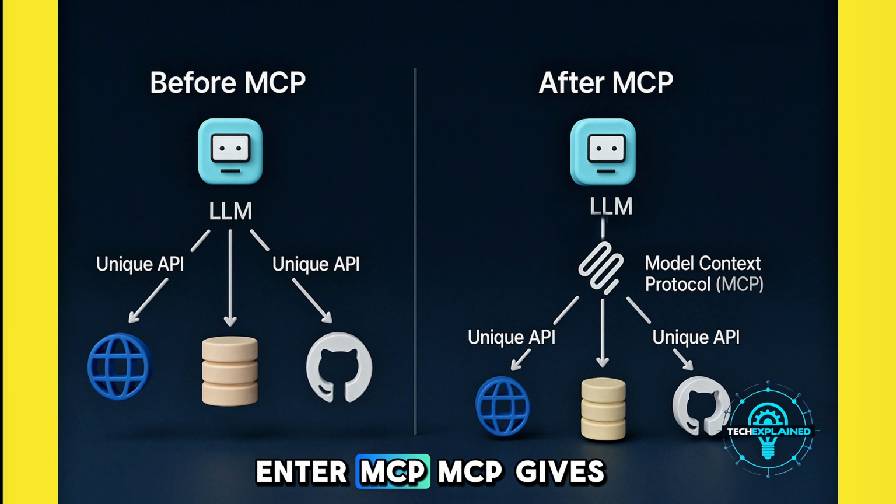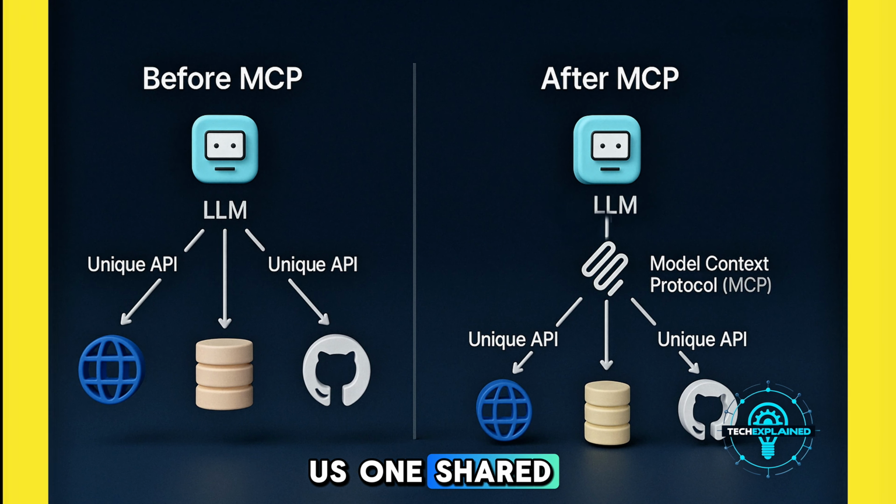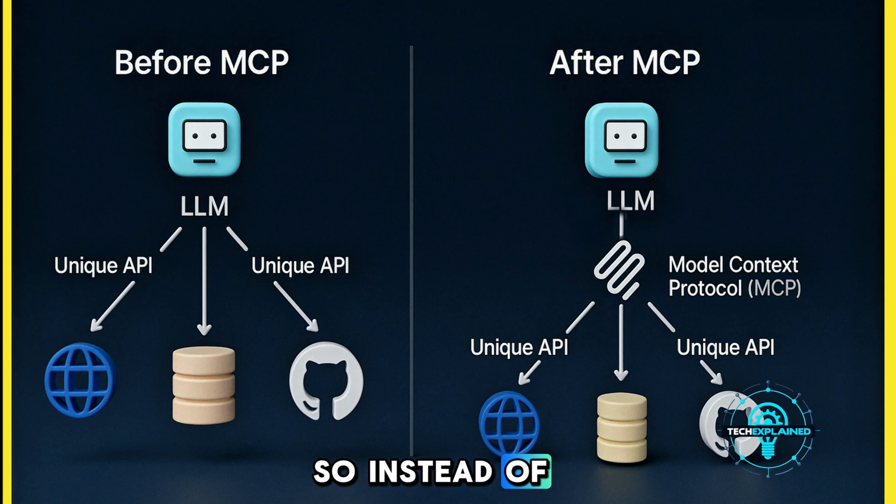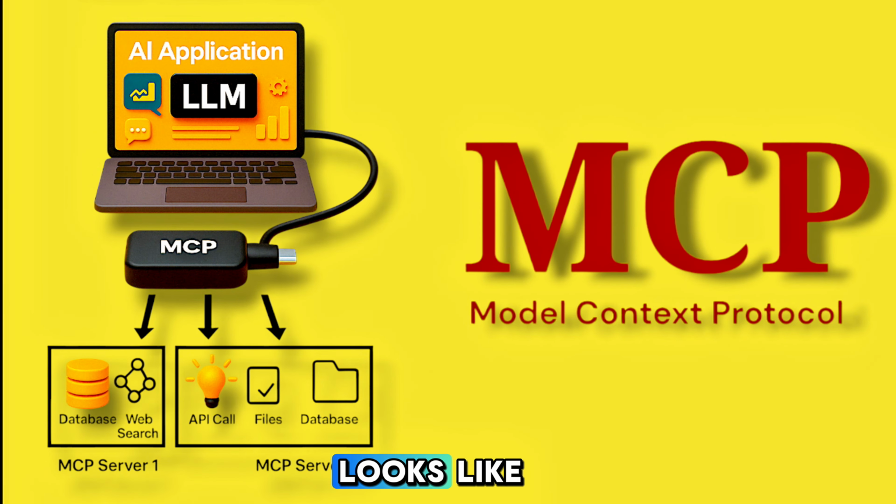Enter MCP. MCP gives us one shared language for AI and external systems to talk to each other. So instead of building 10 different adapters, you just plug into one standard protocol and you're good to go. Now let's walk through what that looks like.